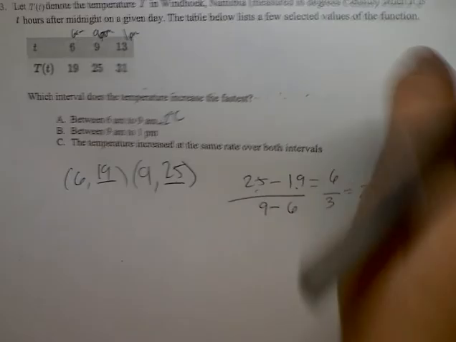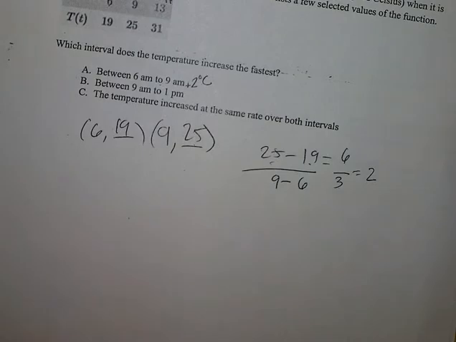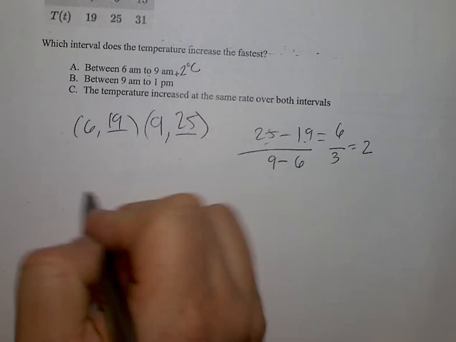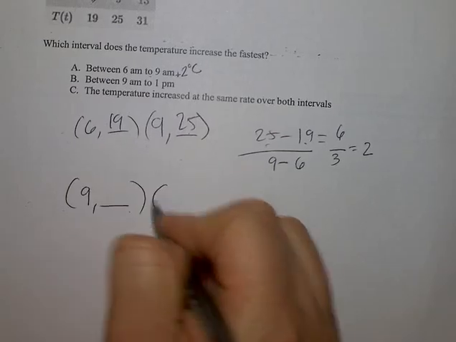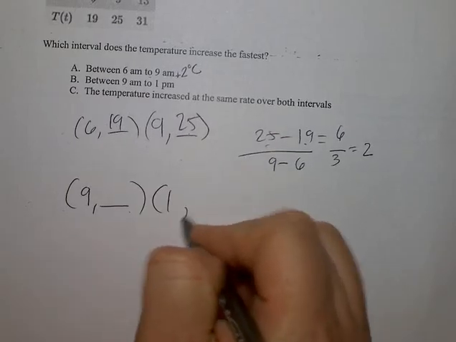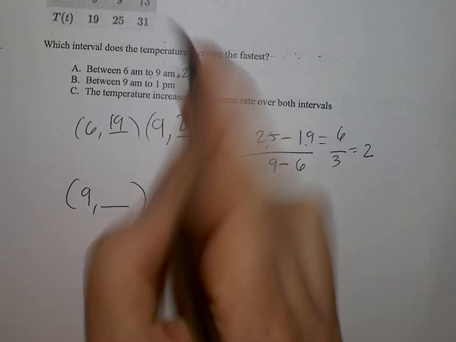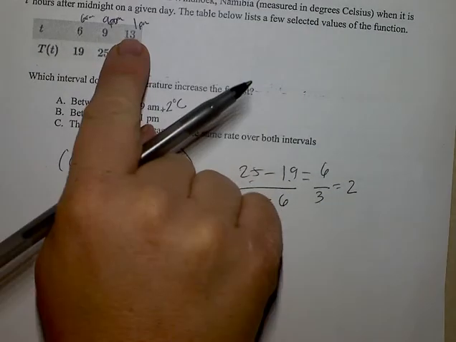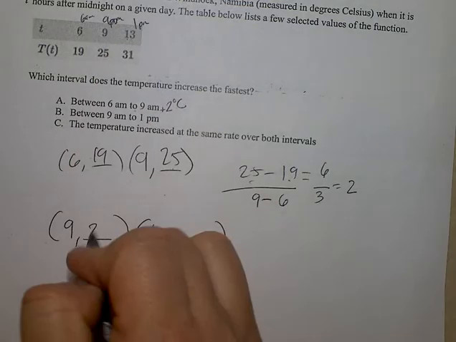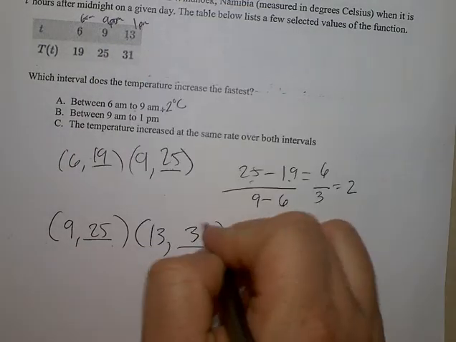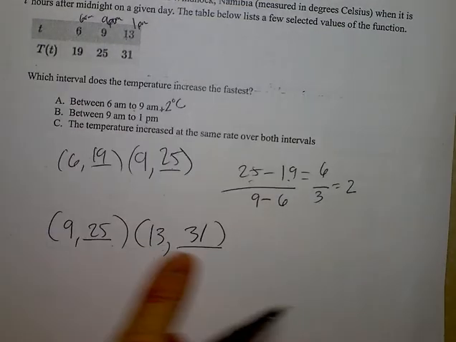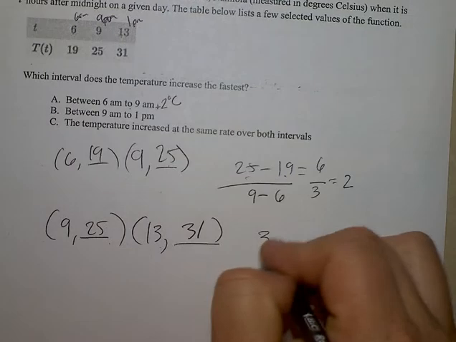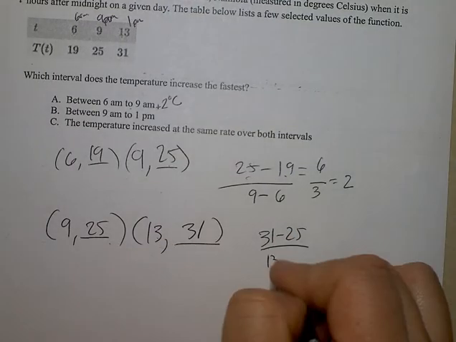But here's the deal. They're trying to throw you off because you can't put a 9 and a 1 in. Why can't you put a 1 in? Because really it's a 13. Really it's a 13, right? 1 p.m. is equivalent to 13. All right, 13 hours after midnight. So 9 goes with 25 and 13 goes with 31. So y sub 2 minus y sub 1, 31 minus 25, over 13 subtract 9.